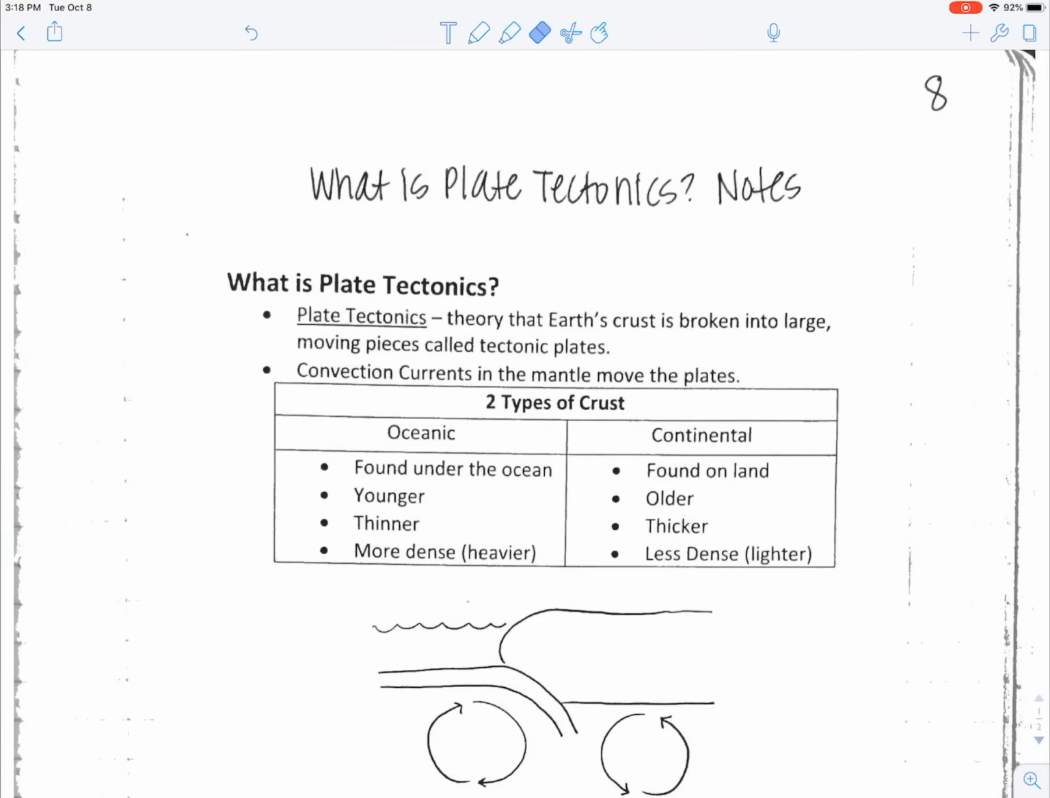Today we're going to be talking about plate tectonics. Turn to page 8 and title page 8, What is Plate Tectonics? Notes.